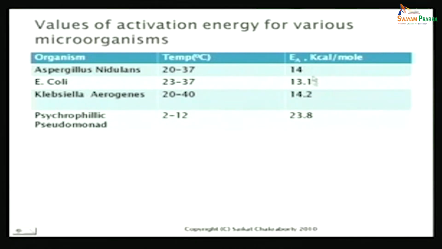And these numbers are around 13 and 14. This psychrophilic pseudomonad, the temperature range is lower here, and it grows in colder temperatures, and the EA for that is obviously larger, right? Because if the actual temperature is lower, then the EA has to be larger.